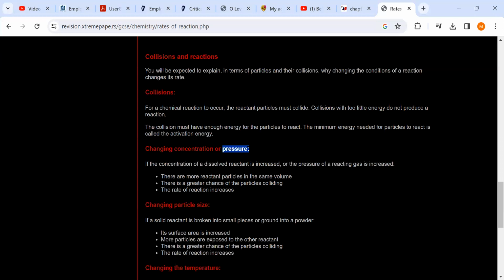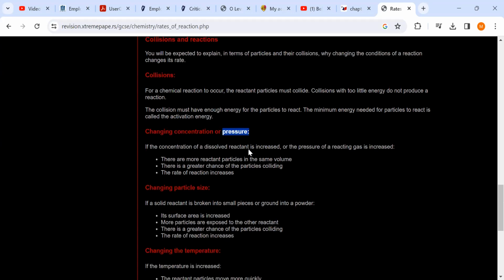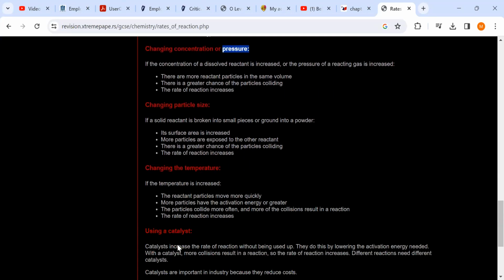Now, the third factor is changing the particle size. If we break down or crush a substance, its surface area is increased. When the surface area is increased, there will be more particles exposed to the reactant, and thus there will be greater collision. Thus, the rate of the reaction will be increased. I've already explained how changing the temperature increases the rate of the reaction.